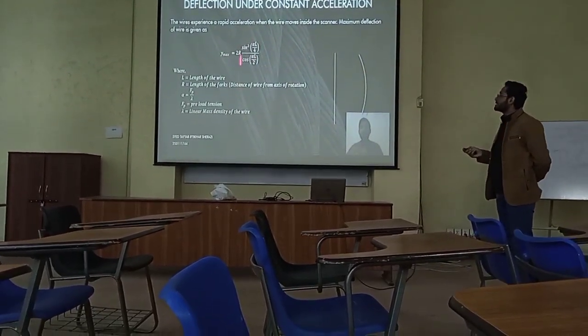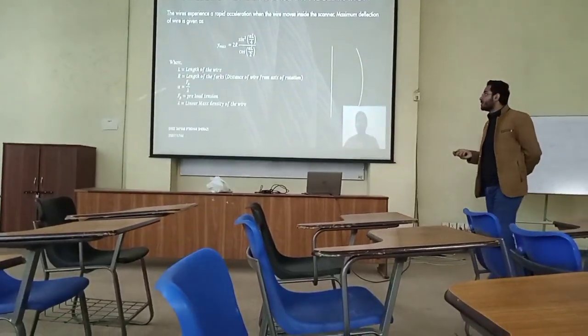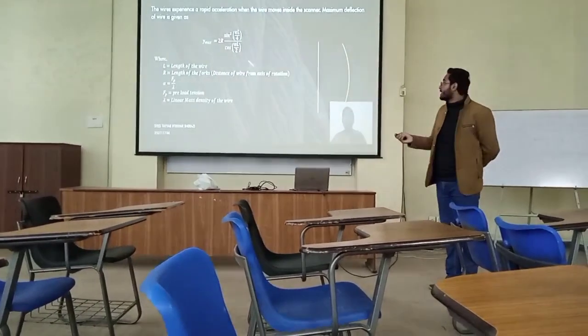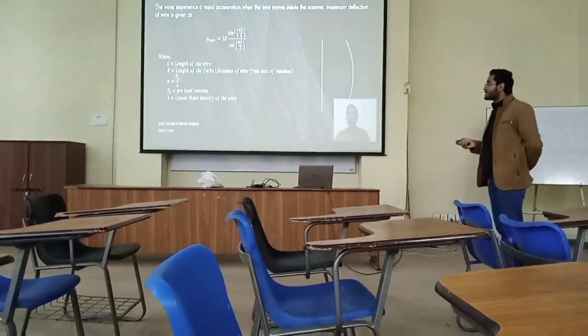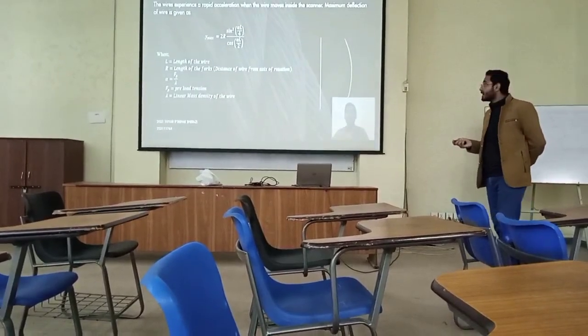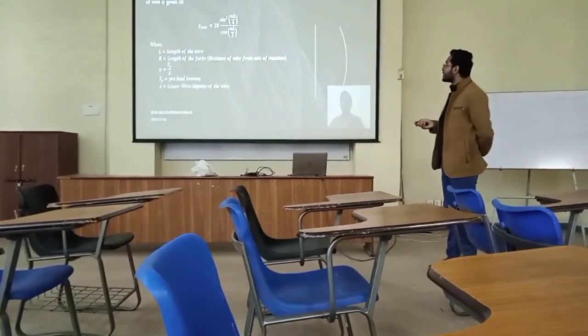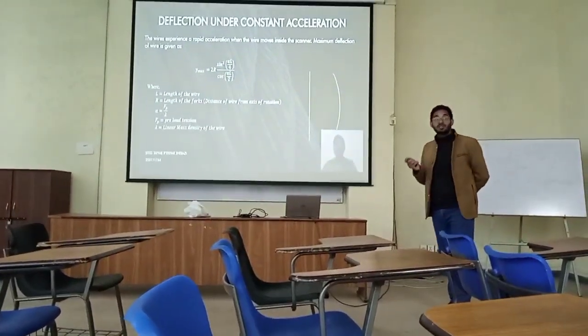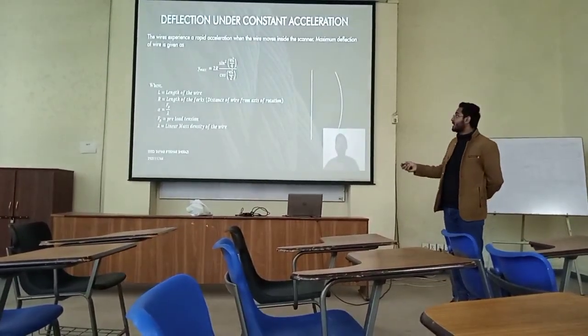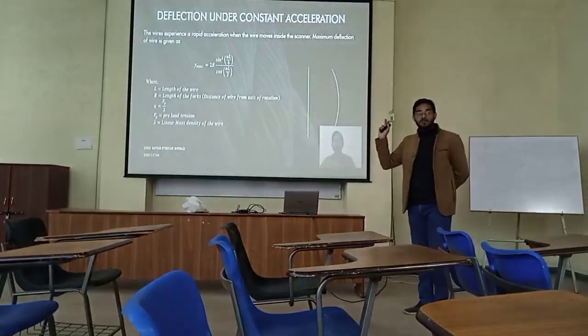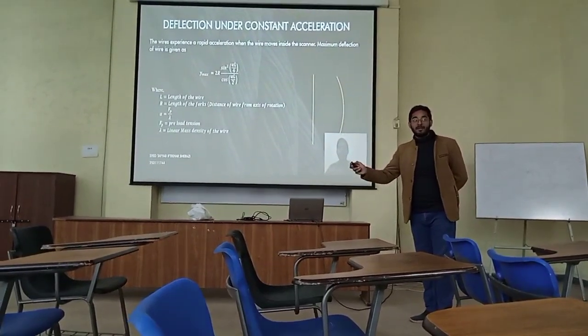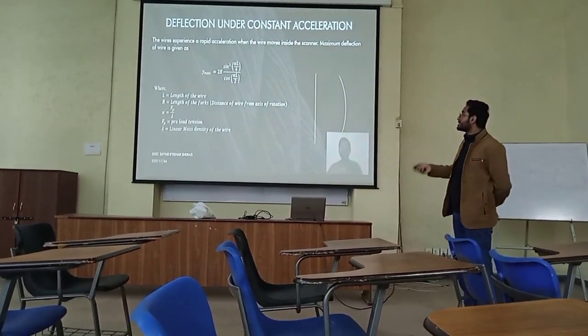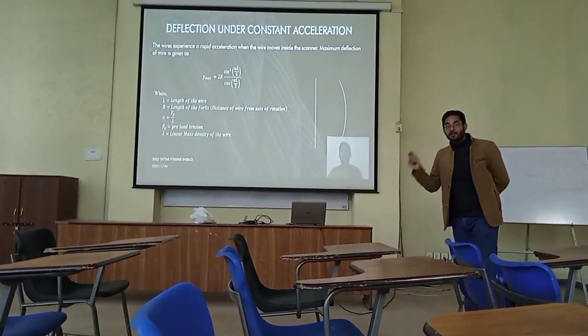There are multiple factors that are involved in the deflection of the wire under constant acceleration. The length of the wire is one of the things, the length of the forks is one of the things, and then this is the preload tension, and the linear mass density of the wire is also affecting the deflection of the wire when it moves under constant acceleration. So all the materials must be appropriate for deflection as well.